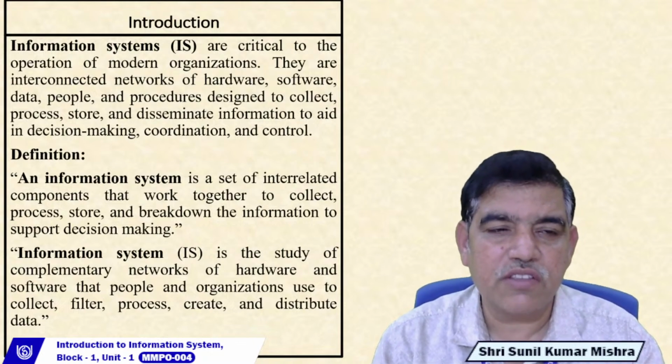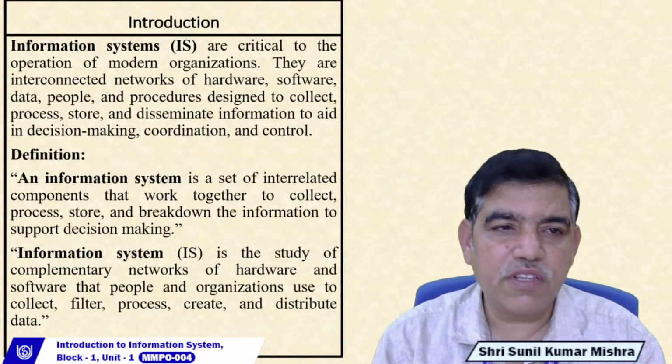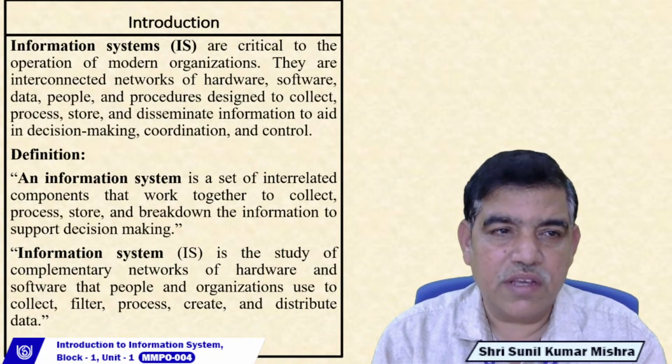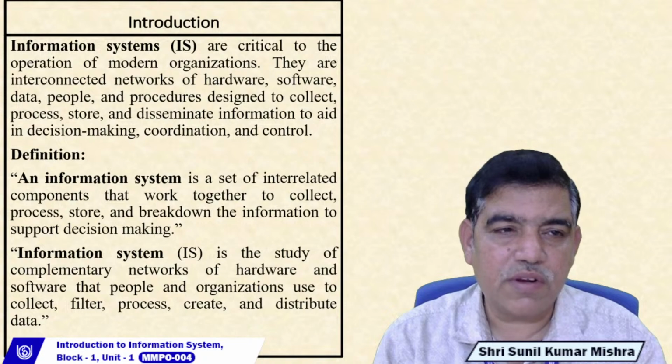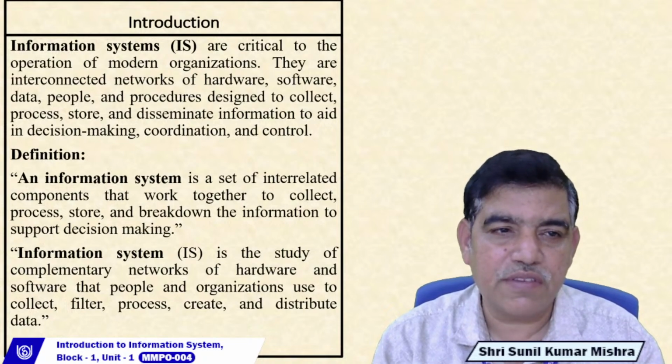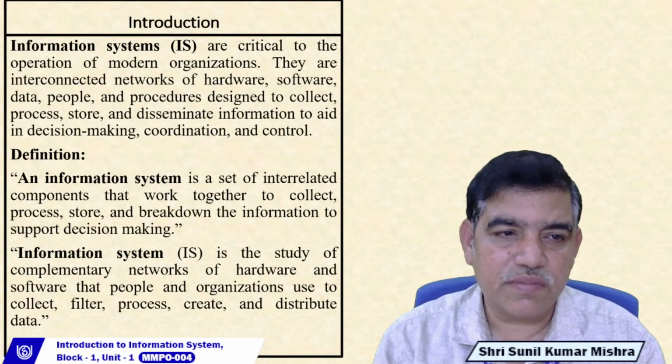So actually, information system has two words: one is information, another is system. Information means processed data. We collect data from different sources, process it with a computer system, and generate information. In a business organization, the information we process from business data is called business information, and that business information helps the manager to take decisions.